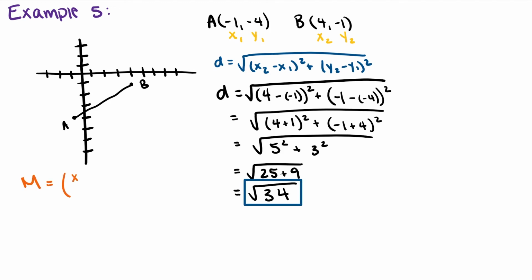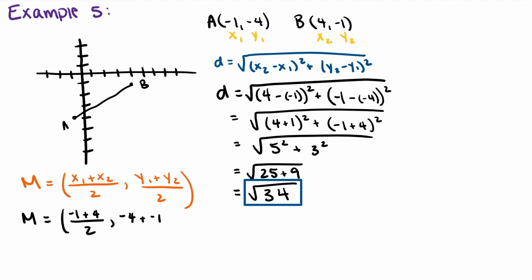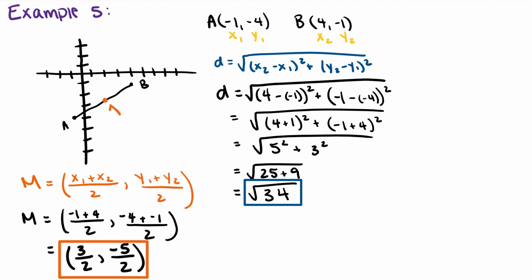Next, let's find the midpoint. Plugging in our points, we find that our midpoint is at the point 3/2, -5/2. And we see on our line that that is exactly halfway between our two endpoints.